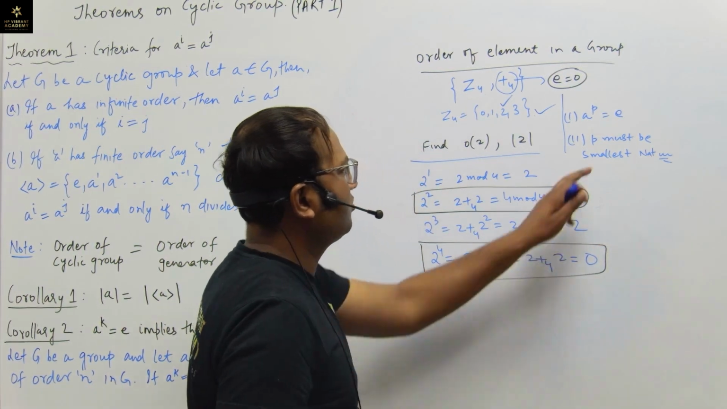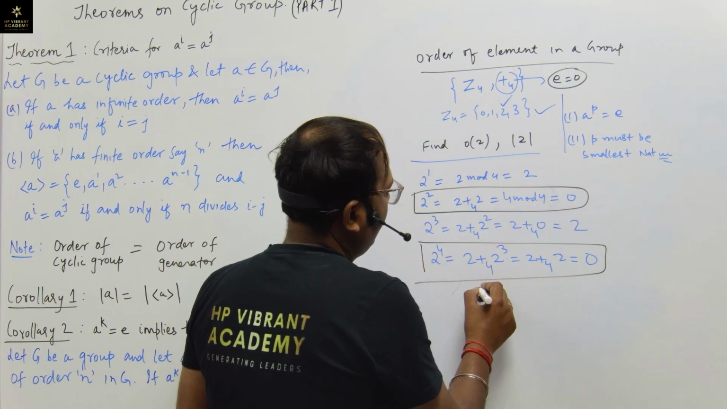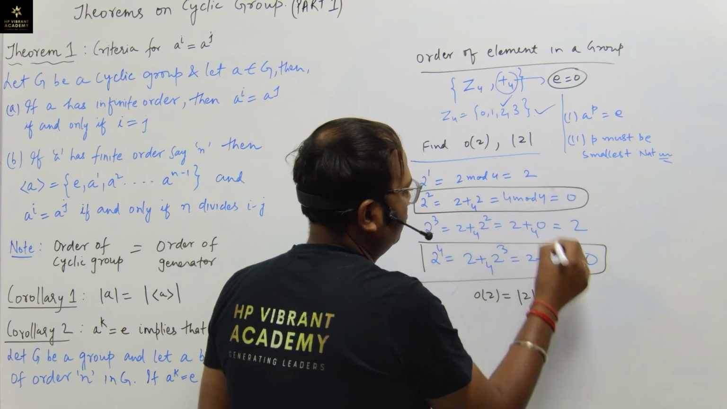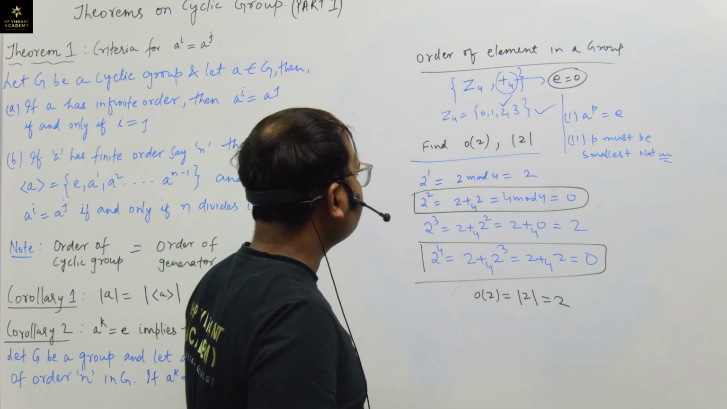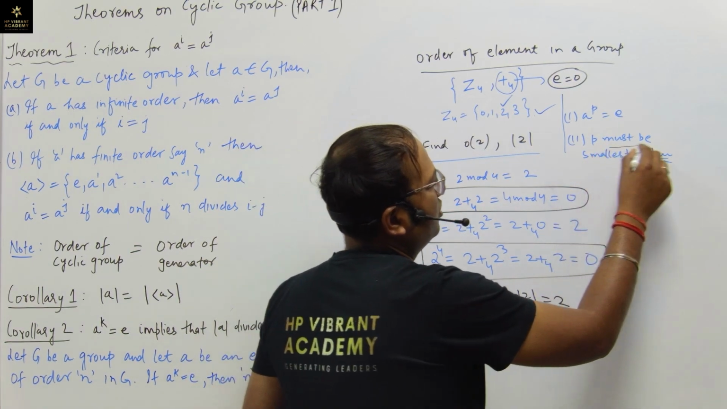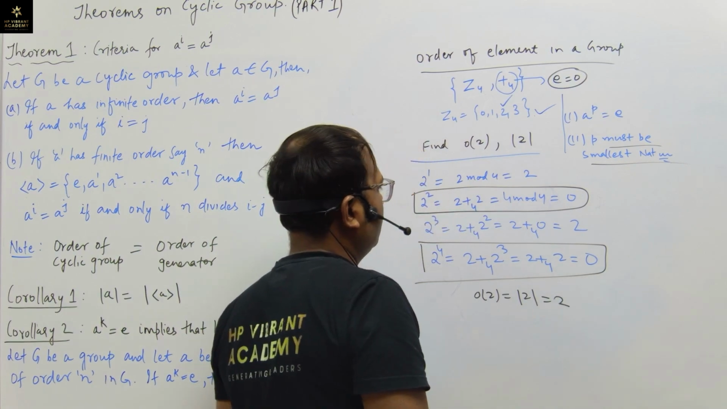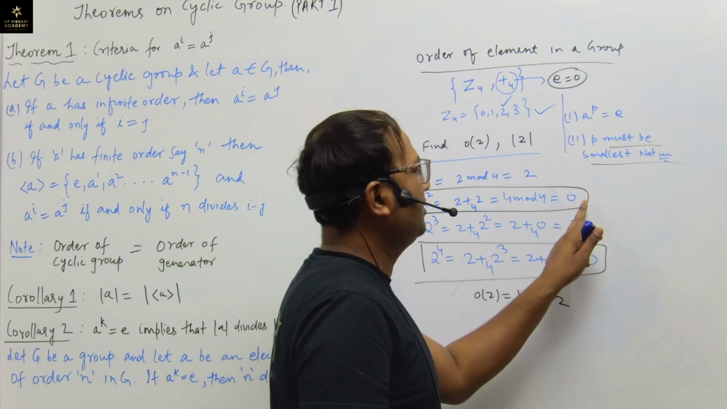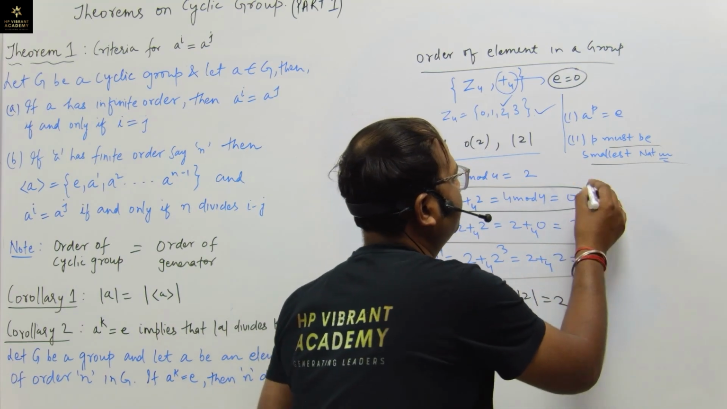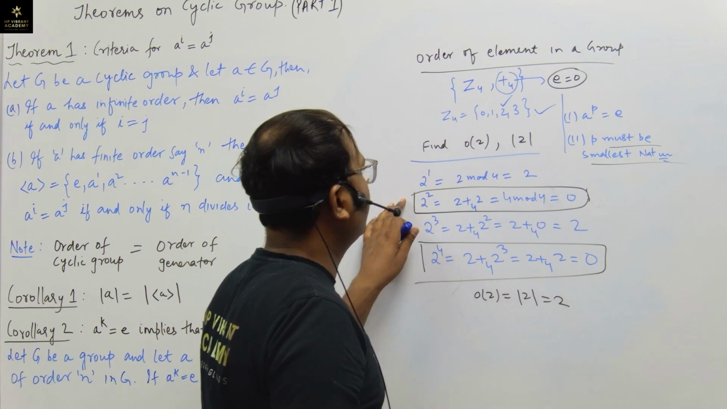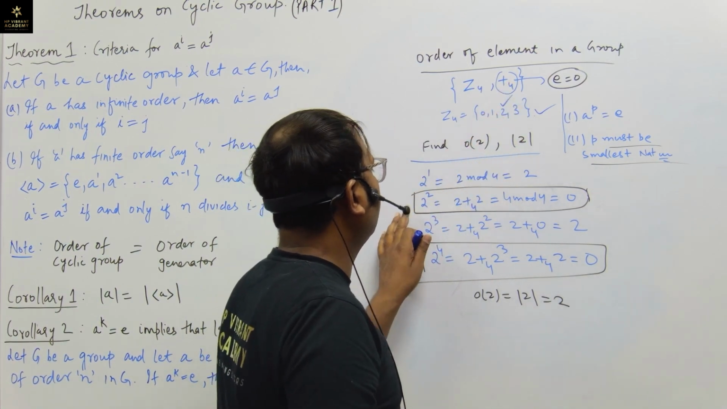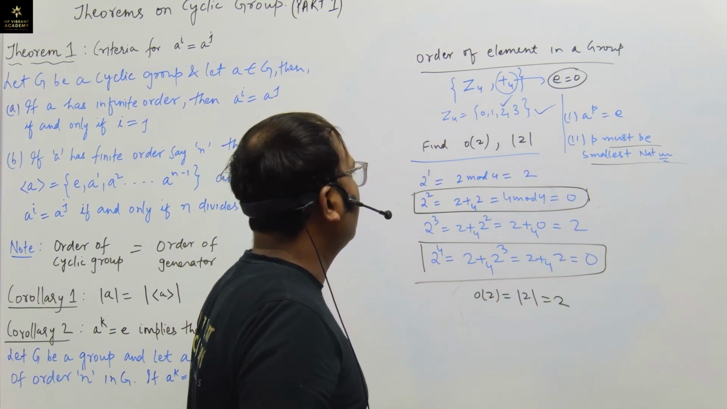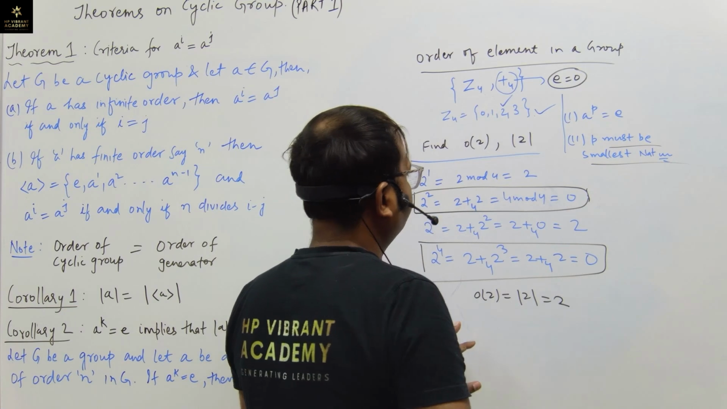So we have to take the smallest natural number. Here the order of 2 is equal to 2, because we have to take the smallest natural number, and 2 squared is giving identity. Two times operation addition modulo 4 on this 2 is giving the identity element. So we have the order of element 2 as 2.